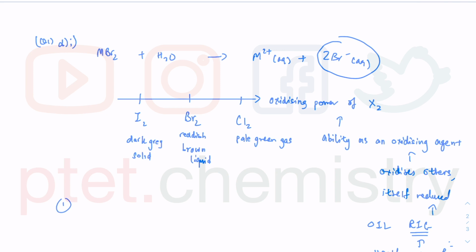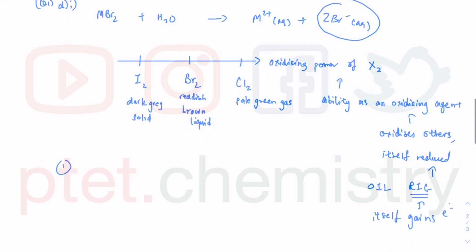They've asked us to describe what you will see, but instead of describing, I'll first write down an equation on what I would expect. Let me just start with Br minus plus Cl2. What I'll get will be Cl minus plus Br2, because chlorine is a stronger oxidizing agent than Br2, so chlorine can oxidize Br minus 1 to Br0.